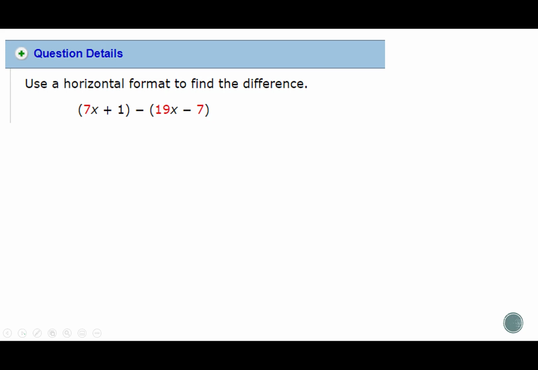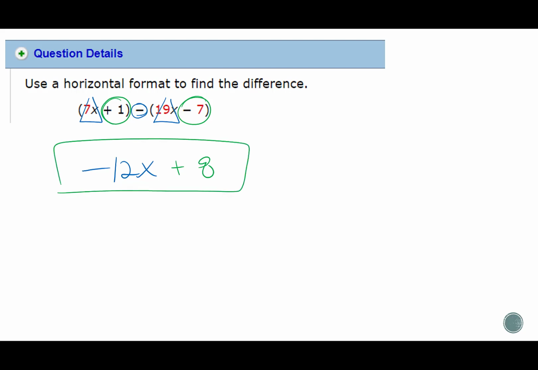Okay, next, use a horizontal format to find the difference. So again, this is just like collecting like terms. 7x minus 19x is negative 12x. 1 minus negative 7 is positive 8. So this is another binomial because it has two terms, negative 12x plus 8 for your final answer.